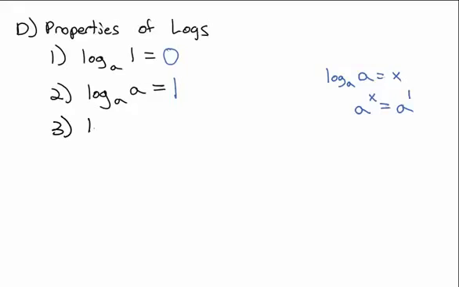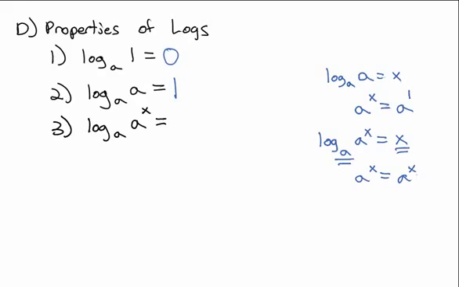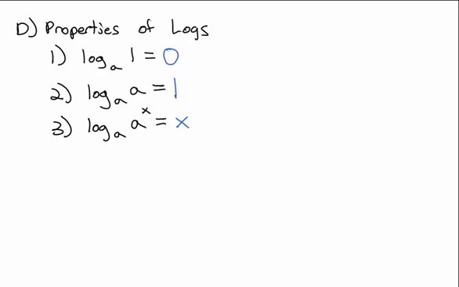Which kind of leads to log base a of that same base to the x power. Essentially, we're saying log base a of a to the x is equal to some unknown x. Well, if we rewrite this with a as the base and x as the exponent, a to the x equals a to the x. The exponents must be equal. This just equals x. Because the base of the exponent and the base of the log are the same, the solution is just going to be the exponent.